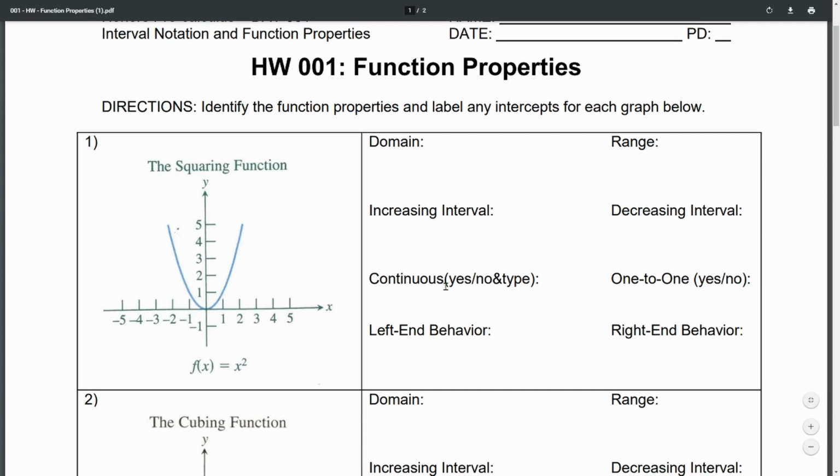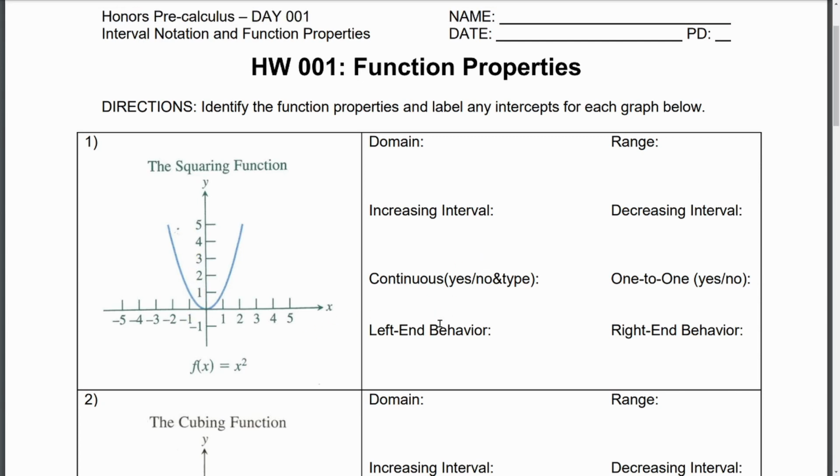Is it a one-to-one function? A one-to-one function is any function that has one y value for every x value. Left-end behavior is what the function is doing on the left side of the graph. So as you can see on the left end, this function will be going to positive infinity. On the right end, this will also be going to positive infinity.